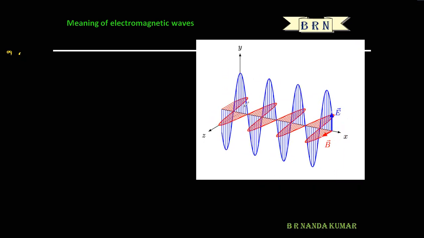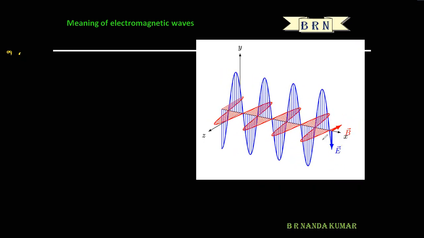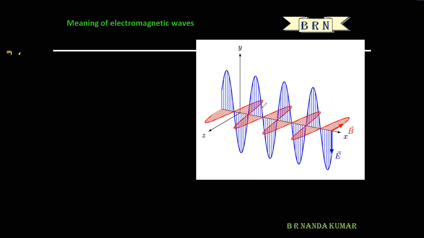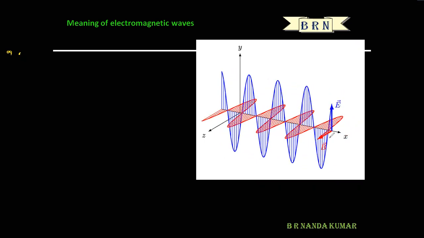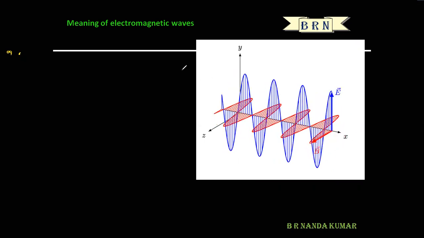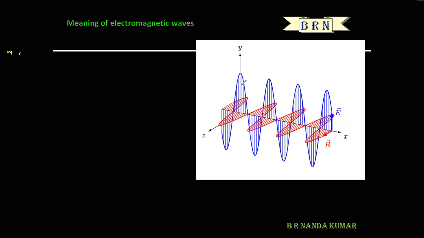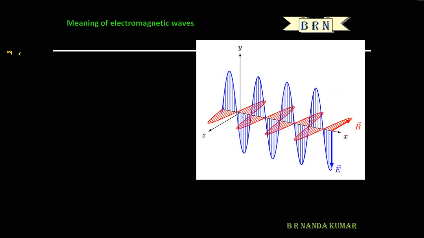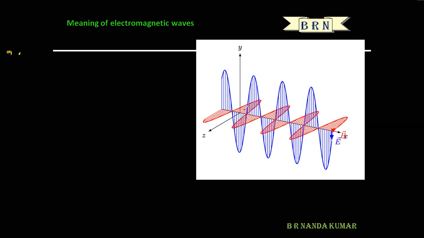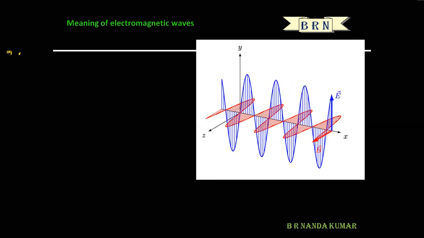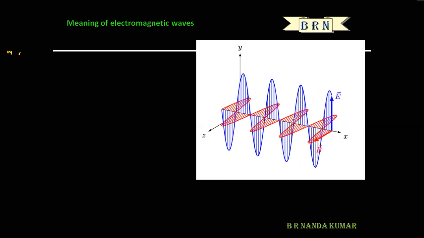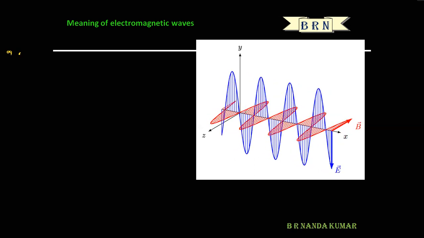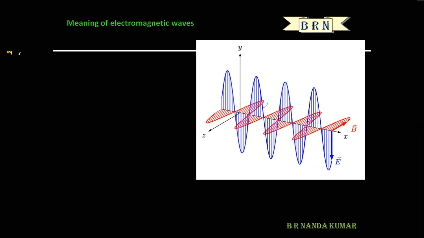Here the electromagnetic waves are traveling along the x-axis. The electric field varies along the y-axis, the magnetic field varies along the z-axis, which are mutually perpendicular to each other and perpendicular to the direction of the wave propagation.